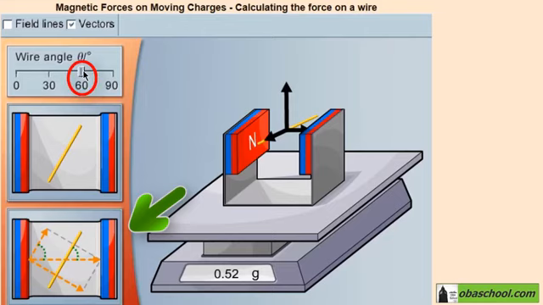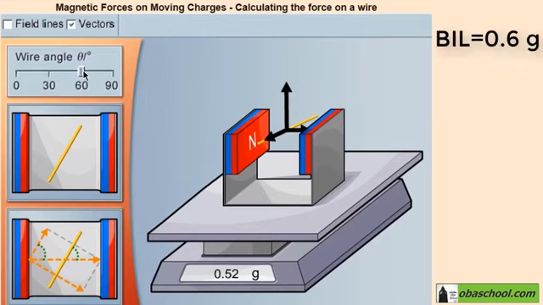Let's compare the constant length of the B vector in the lower small diagram with the length of the component perpendicular to the wire. The original force, BIL, of value equivalent to a mass change on the balance of 0.6 gram has become BIL sine 60, which is equal to 0.52 grams. You can check this by multiplying 0.60 by sine 60.